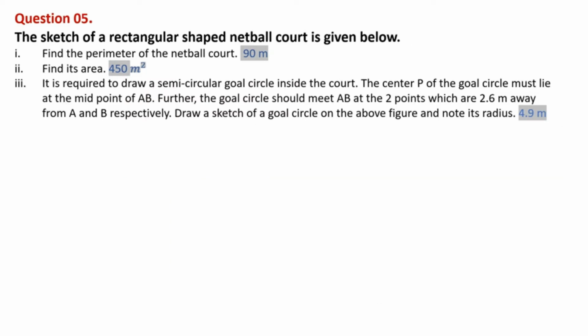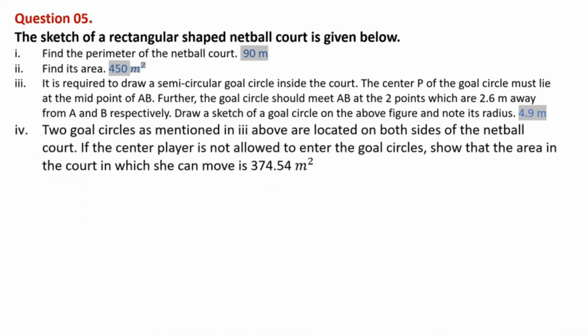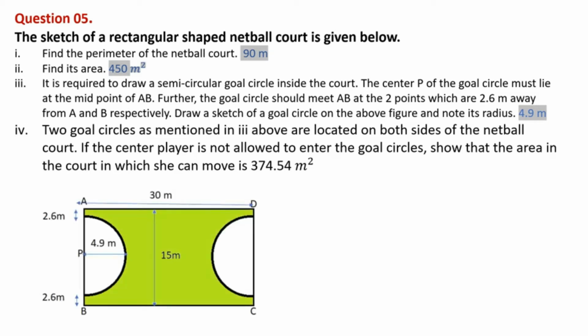Moving on to the last part of the question, that is the 2 goal circles as mentioned in part 3 above are located on both sides of the netball court. If the center player is not allowed to enter the goal circles, show that the area in the court in which she can move is 374.54 square meters. So the diagram will look like this, and this shaded region is the region where the center player can move.